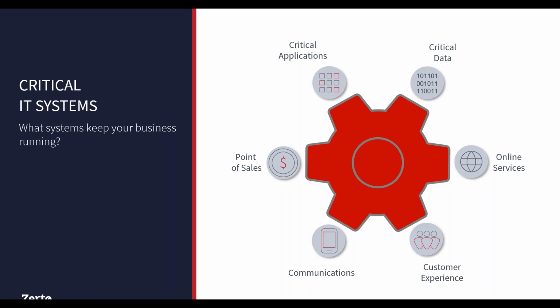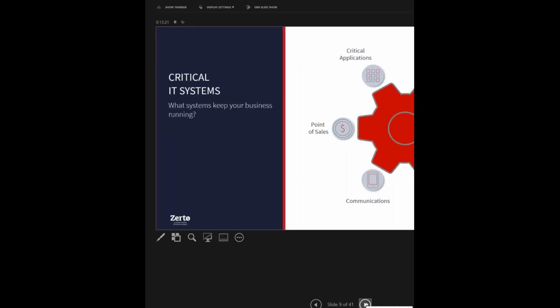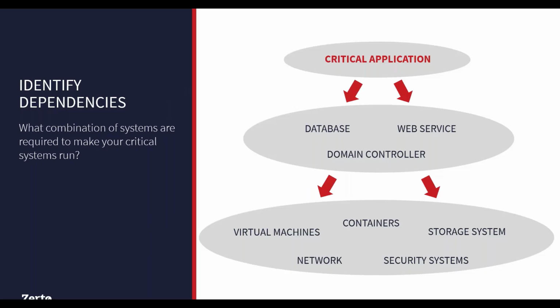Now, once you've identified those critical systems, you also need to look at dependencies for those critical systems. For example, you may have a critical application that you need to make sure your business is up and running. Well, that critical application is probably not just running on its own. It probably has other applications that it depends on. It may have other systems that it depends on, and even at a lower level, it's going to have virtualization, virtual machines, for example, or containers, hypervisors, storage systems, networking, maybe security systems that it needs for authentication.